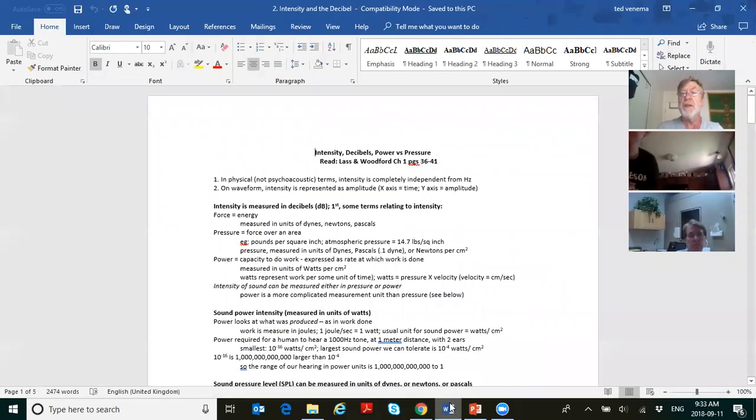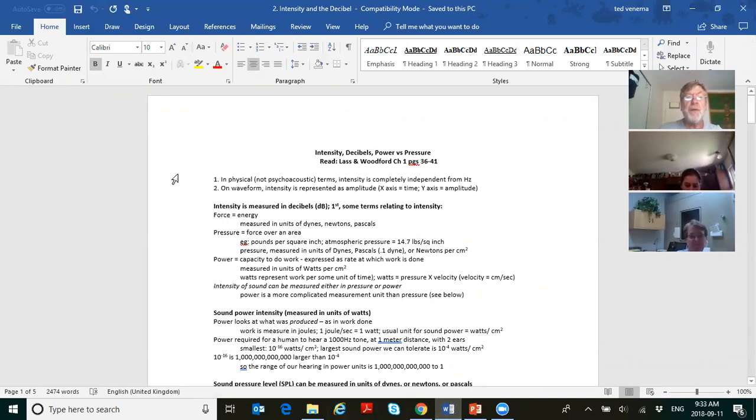Here we are. Intensity, decibels, power versus pressure. I hope you all have this printed up ahead of time so you can follow this in the Zoom session. If you don't, I would pause the Zoom session, print it up, and then come back. It's essential.